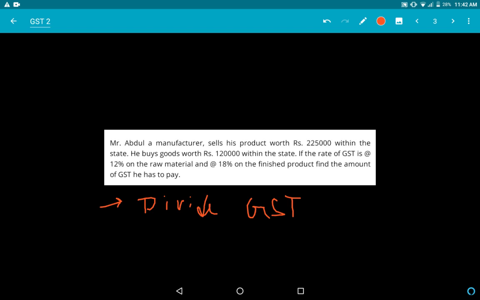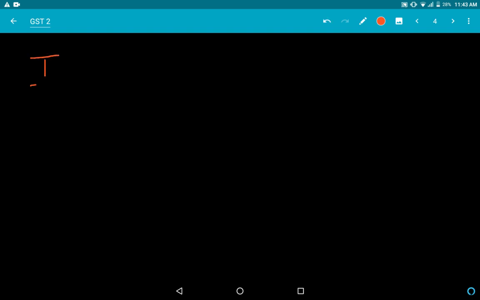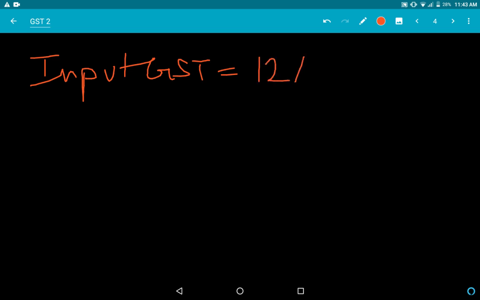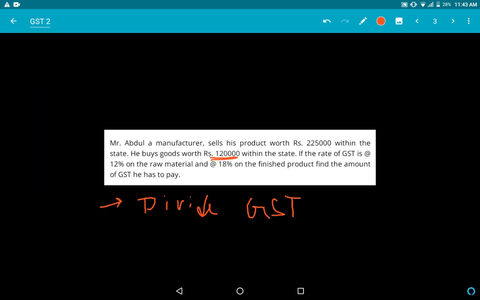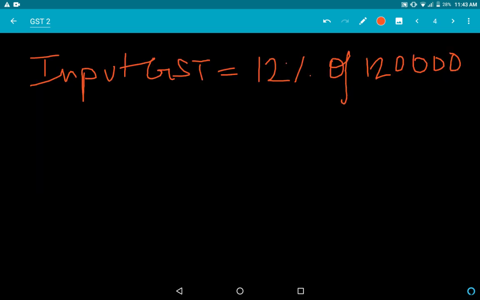See, the raw material is 12000. This is the raw material. Okay, so his input GST. This is how to solve such sums. Input GST is nothing but 12%, I guess. So 12% of 120,000. 12%, no? Yes. So let me calculate how much is that. 12 by 100 into 120,000. How many zeros are there? 4. That is nothing but 14400.